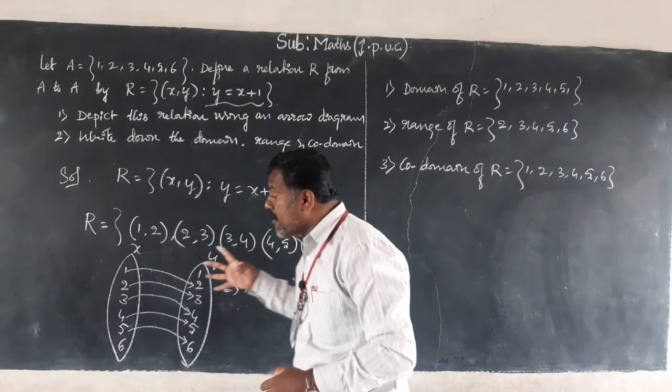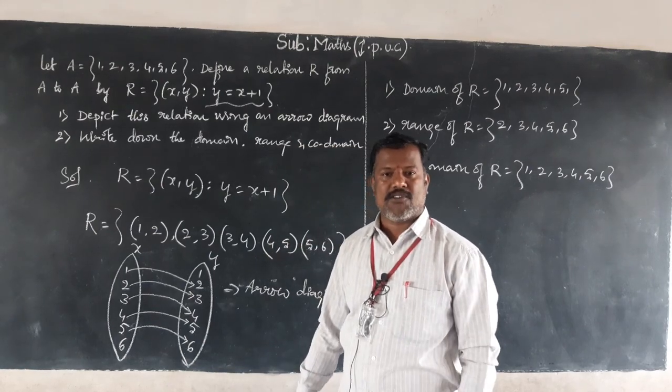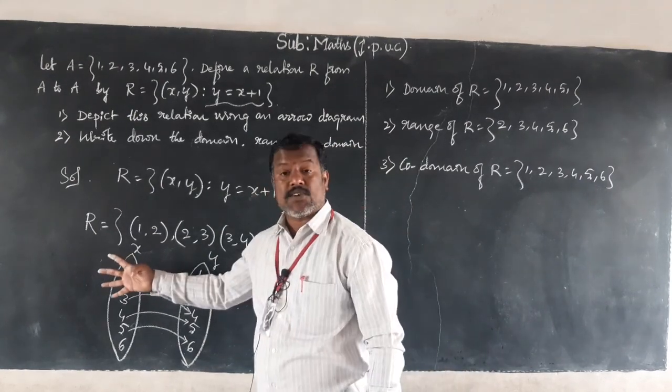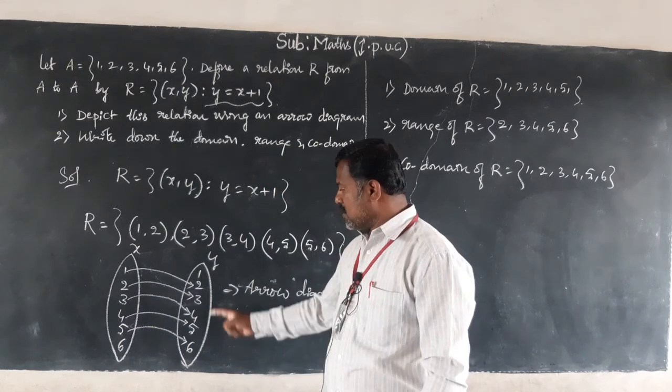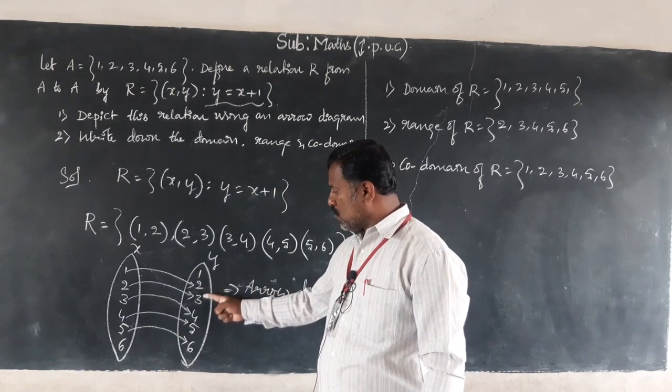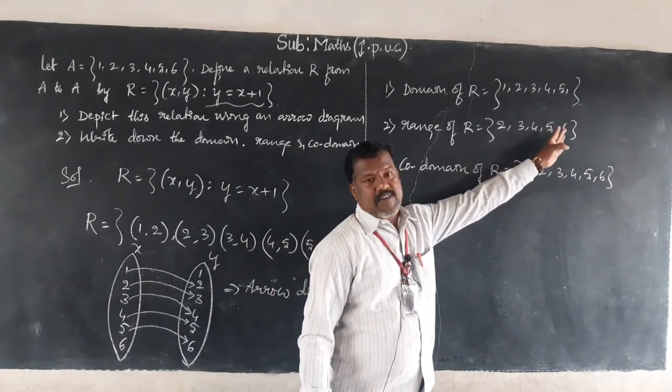the connective elements of the second set to the first set we call the range of R. So here the range elements are 2, 3, 4, 5, 6.